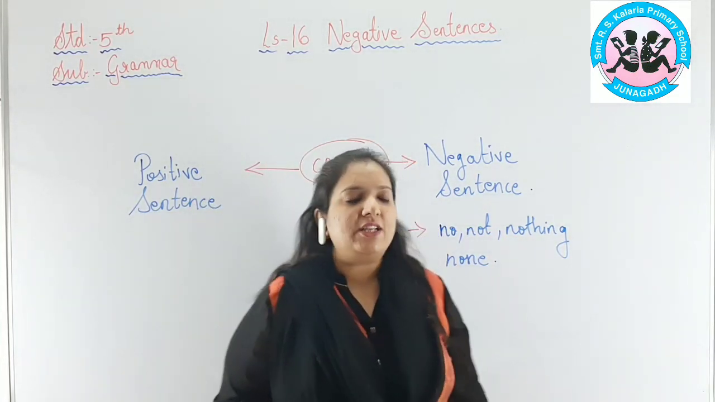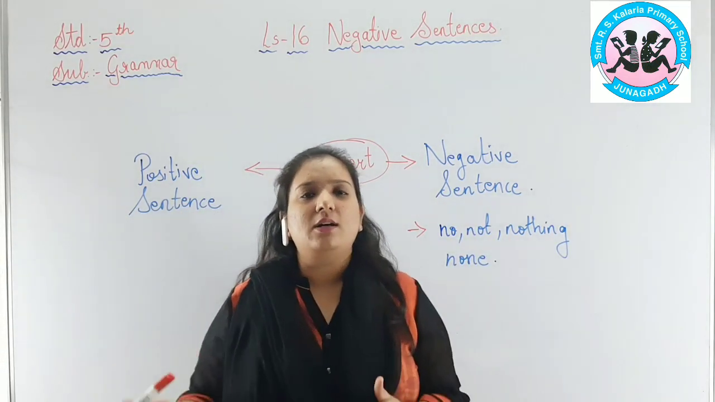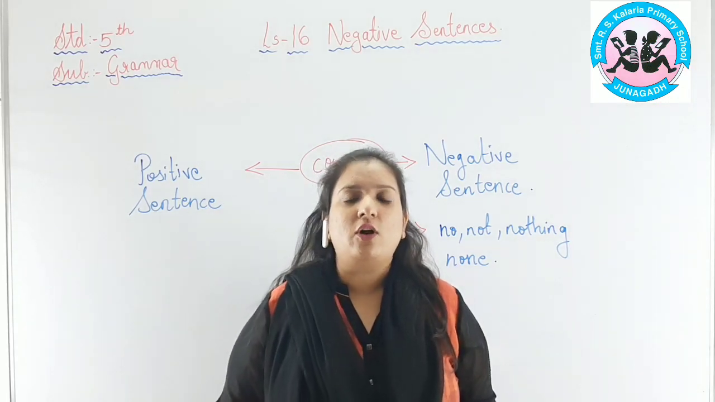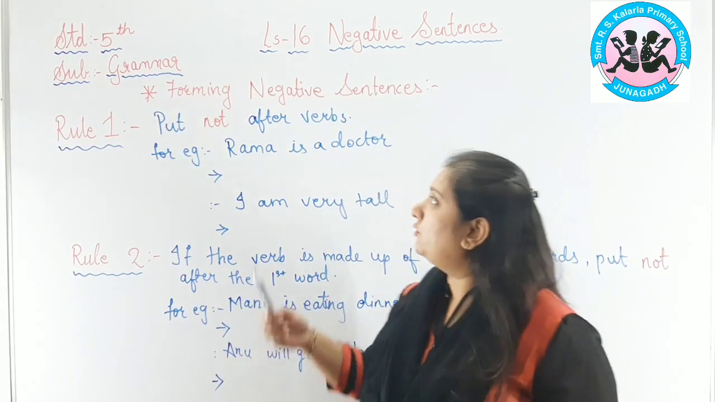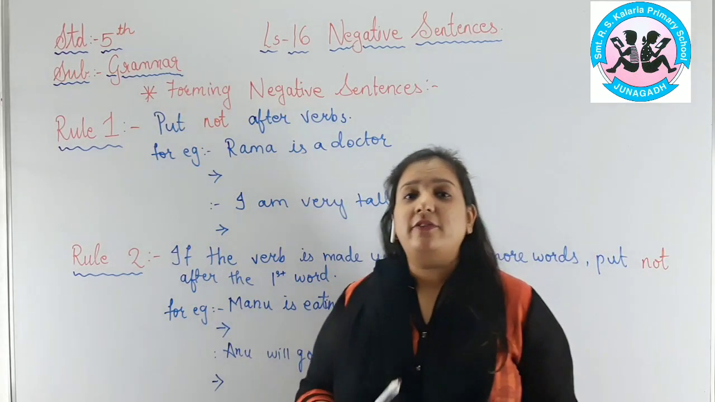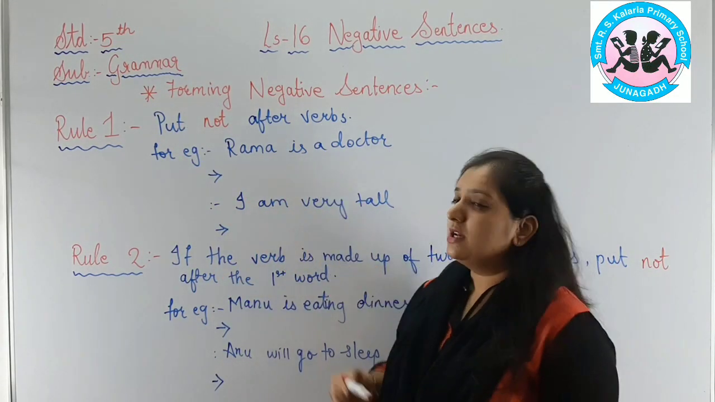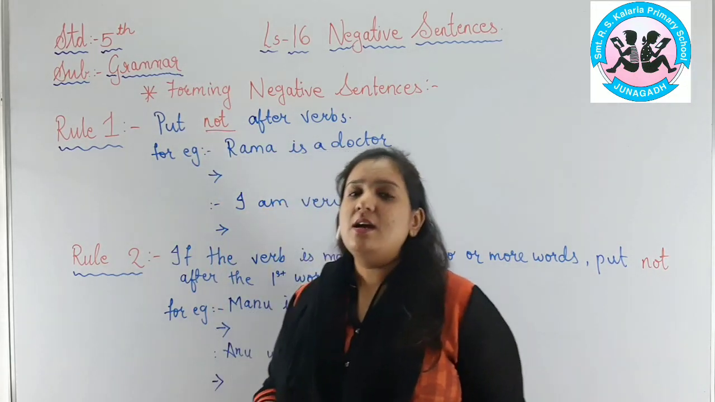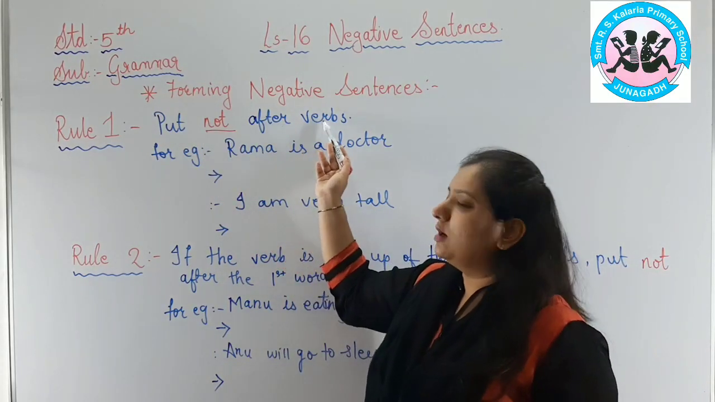But do you think by just adding the words no, not, nothing, none, we form a negative sentence from a positive sentence? No, there are rules to form a negative sentence, and what are those rules? We will study further. Now we will study the rules on how to form a negative sentence. The very first rule is put not after verbs. We already said that the word not will come in a negative sentence. But where to put the word not? We put the word not after verbs.